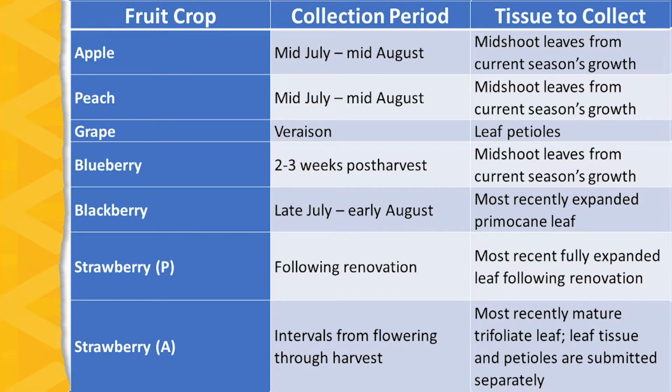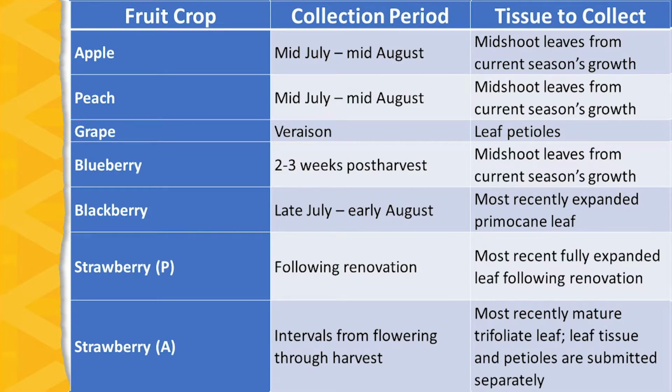With grapes, veraison is the common time that tests are collected, and leaf petioles are the tissue of interest. With grapes, occasionally tests are also run from samples collected earlier in the growing season, again of leaf petioles. With blueberries, the collection period is 2 to 3 weeks post-harvest, and the type of tissue sampled is mid-shoot leaves from current season's growth. With blackberries, we select the most recently expanded primocane leaf in late July to early August.